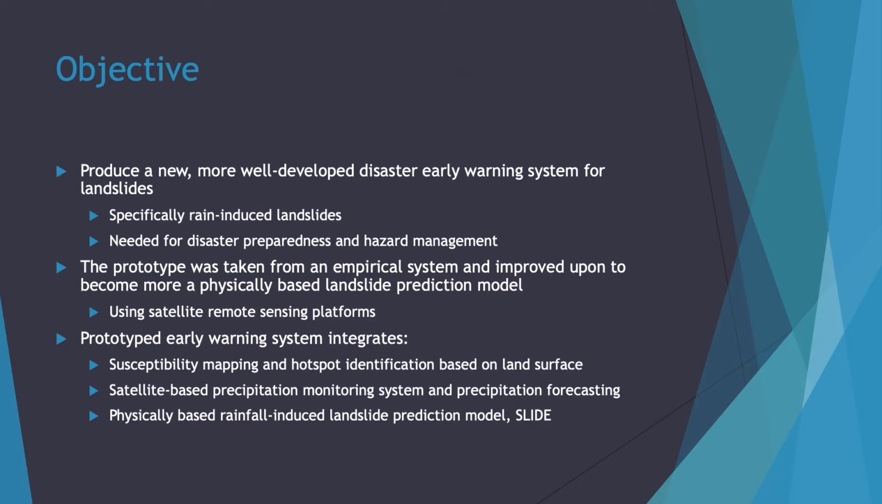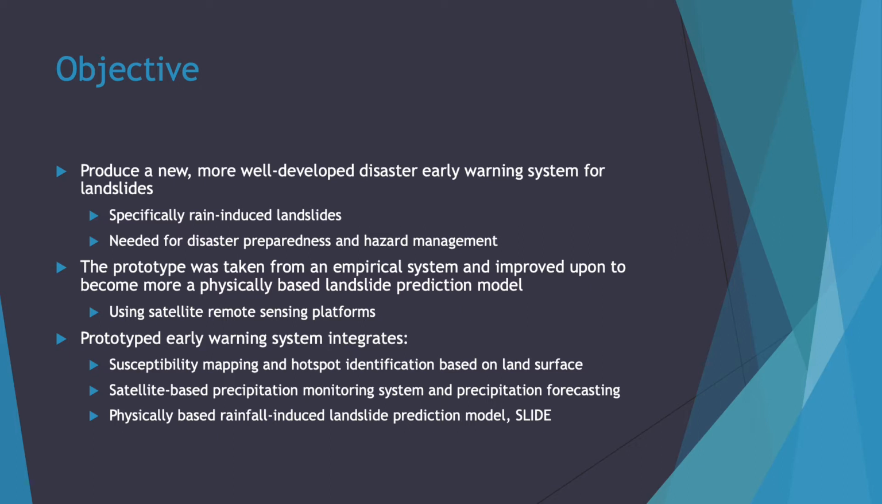The objective of this paper was to provide a new, more well-developed disaster early warning system for landslides, specifically landslides induced by rainfall. This is needed for disaster preparedness and hazard management. The prototype was taken from an empirical system and was improved upon to become a more physically based landslide prediction model, which uses satellite remote sensing platforms.